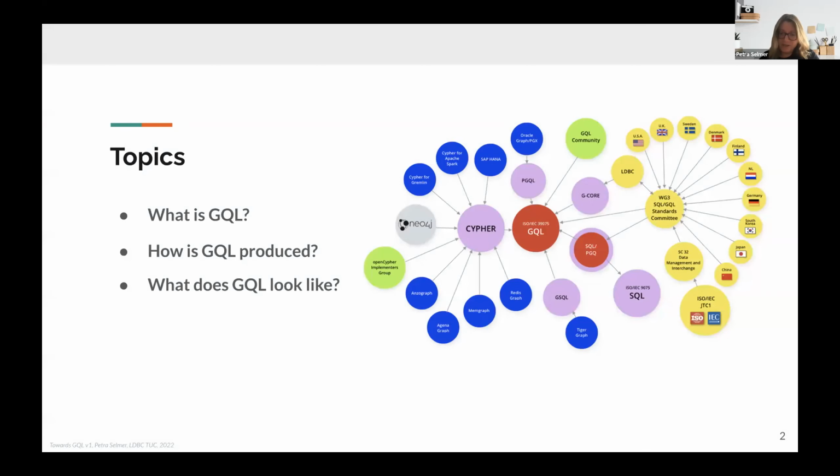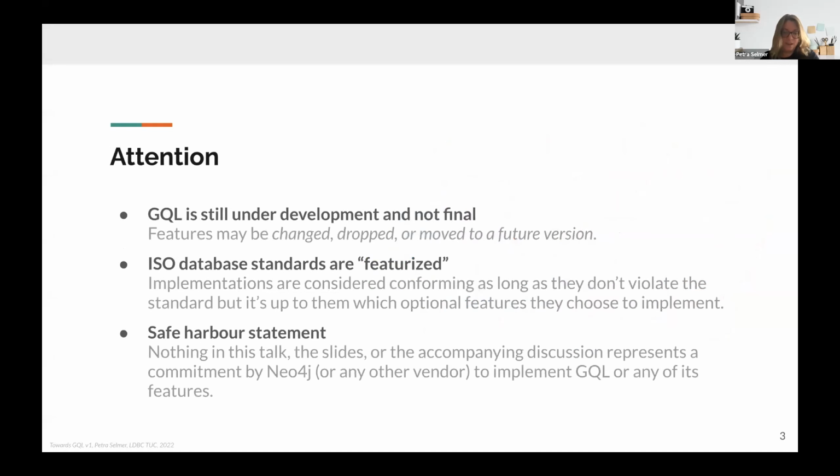Right, so the topics I'll be covering in the talk today are: what is GQL, how is GQL produced, and also what does GQL look like. Just one thing to bear in mind is GQL is still very much under development and it's far from final. So features may be changed, dropped, or moved to a future version.